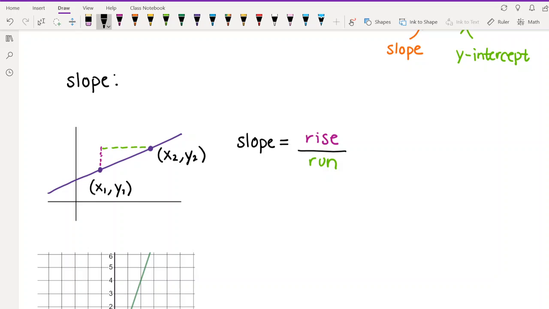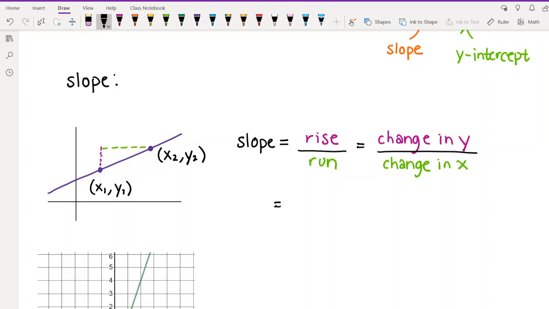So what's another way of saying this? Well, you could also describe this in words as being the change in your y values over the change in your x values, right? Because if you think about it, that's really what the rise and run are referring to. They're referring to how far do you have to go vertically, that's the change in your y values, over how far do you have to go horizontally, that's the change in your x values.